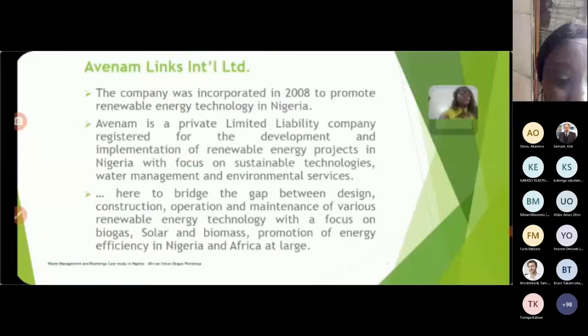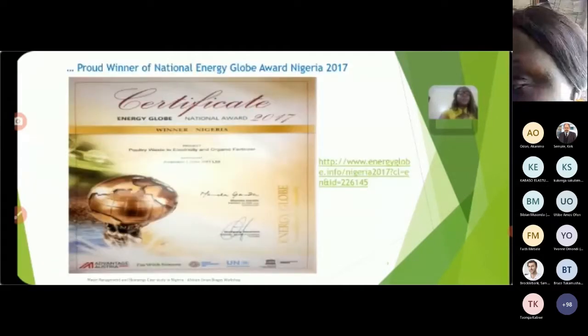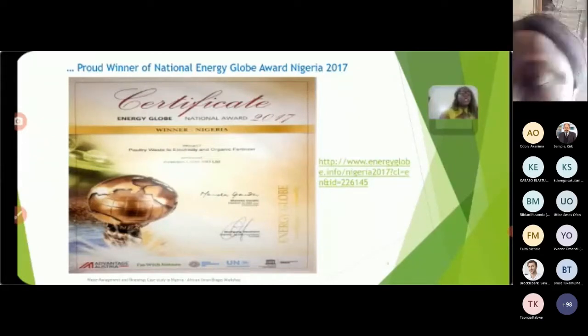We have built over 25 biogas plants for different clients here in Nigeria. We're here to bridge the gap between design, construction, operation and maintenance of various renewable energy technology with a focus on biogas, solar and biomass, and promotion of energy efficiency in Nigeria and Africa at large. Avenam is a proud winner of the National Energy Globe Award Nigeria 2017 with a project we did for a poultry farmer who had 20,000 birds.